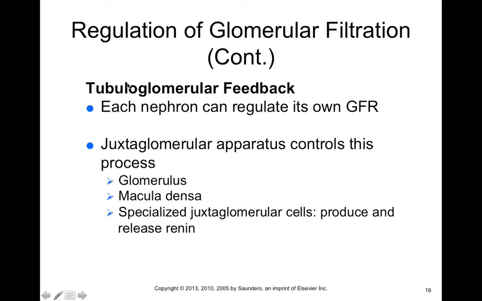Now, one of the intrinsic mechanisms is tubuloglomerular feedback. With tubuloglomerular feedback, each individual nephron can regulate its own glomerular filtration rate. This is done through a mechanism where the glomerulus can be associated with a structure called the macula densa, and the macula densa measures sodium content in the filtrate. And we'll learn in a minute how sodium content in the filtrate gives us a sense of how fast or slow GFR is. So it involves the glomerulus, macula densa, and these juxtaglomerular cells that can release a hormone called renin.